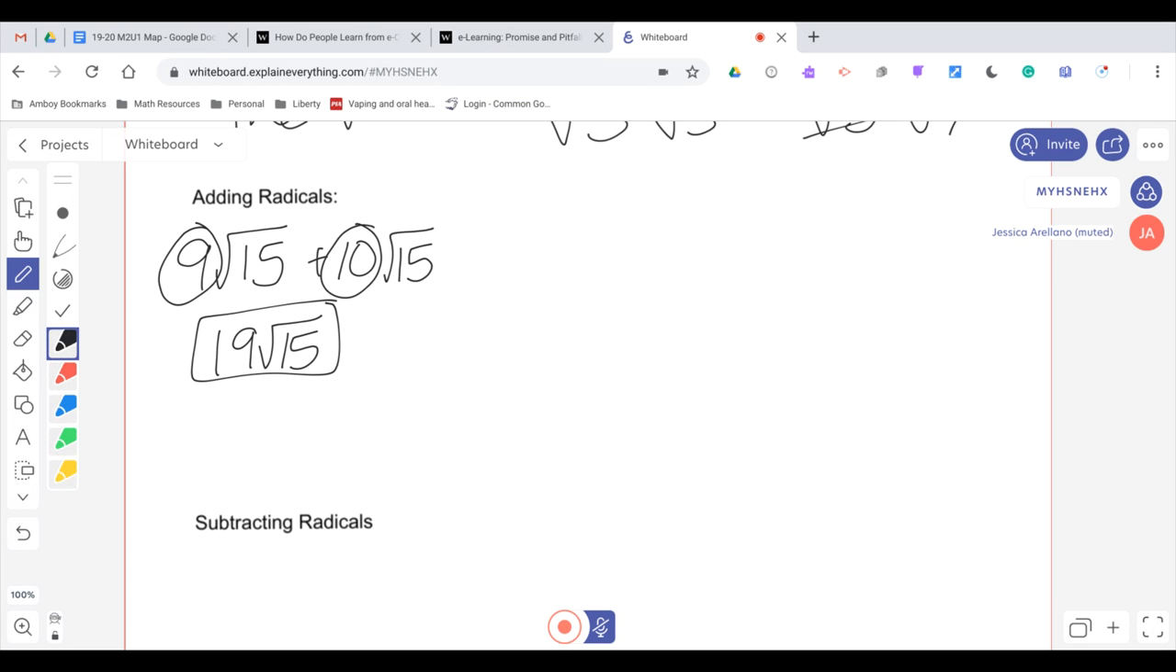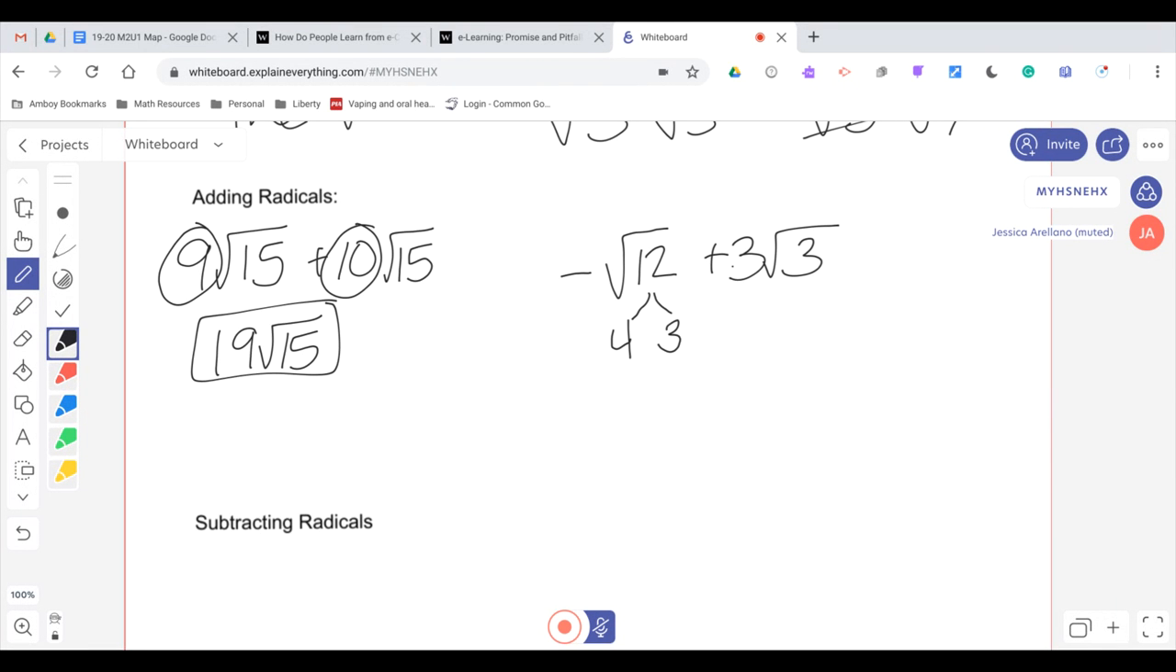Let's try another one. Let's say I had negative square root 12 plus 3 square root 3. Okay. So right now, these are not the same radical. I have a square root of 12 and square root of 3, so it looks like I can't combine them. But 12 is able to simplify. Its factors are 6 and 2, but neither of those are square numbers, but also 4 and 3.